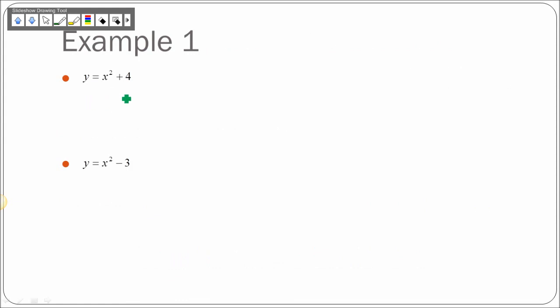Okay, so looking at our first example, x squared plus 4. Hopefully you've learnt and memorized each of your different equations from exercise 6A, and you'll know that when we add numbers to the end of the x squared, it moves it up and down the y-axis. In this case, it is going to be moving it up the y-axis 4 units.